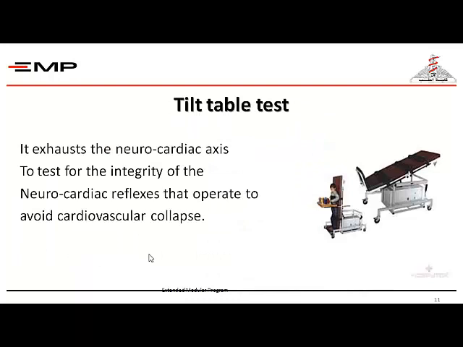The third is the tilt-table test, which exhausts the neurocardiac axis to test for the integrity of the neurocardiac reflexes that operate to avoid cardiovascular collapse. By the neurocardiac axis, we mean the reflexes that operate when you stand for more than 15 minutes. So it initiates vasoconstriction to avoid peripheral pooling of the blood in the veins and avoid postural hypotension. This is one aspect of the neurocardiac axis.